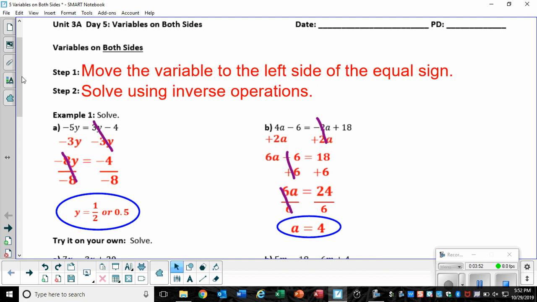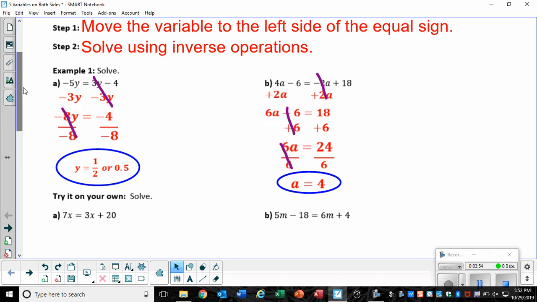Okay? Something that we did not talk about was that you can check your answer. Every time you do an equation, you can easily check it to make sure you got it correct. Okay? So I'm going to quickly show you how you can check it. Here we have 4a minus 6 equals negative 2a plus 18. But we just found out what a was. So what we're going to do is we're going to substitute the a back in here.